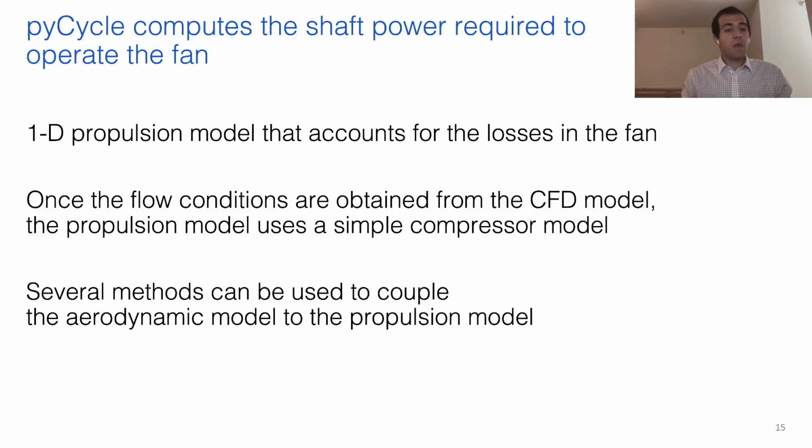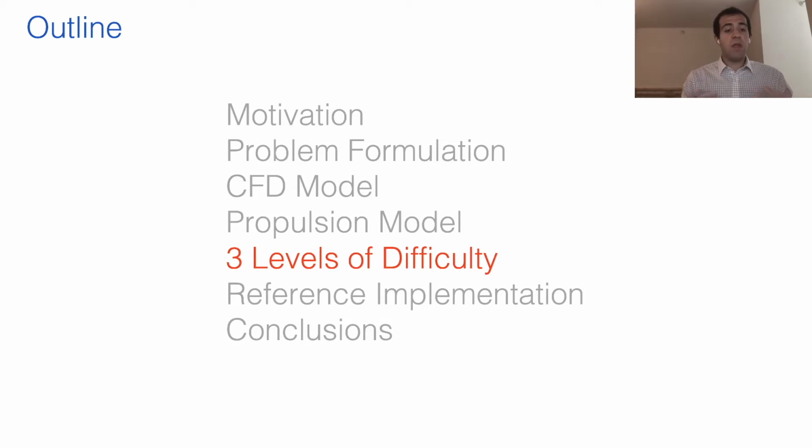In this work, we use pyCycle to compute the shaft power required to operate the fan, which is a one-dimensional propulsion model that accounts for the non-ideal losses in the fan. Once the flow conditions are obtained from the CFD model, the propulsion model uses a simple compressor model to compute this shaft power requirement. And we can use several methods to couple the aerodynamics to the propulsion model, which brings me to the 3 levels of difficulty we designed for this problem.